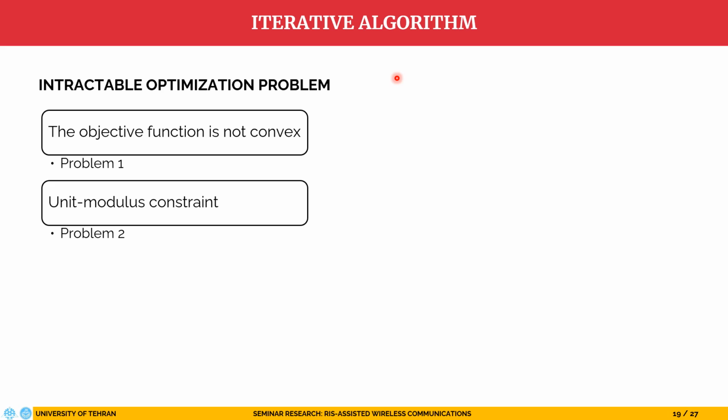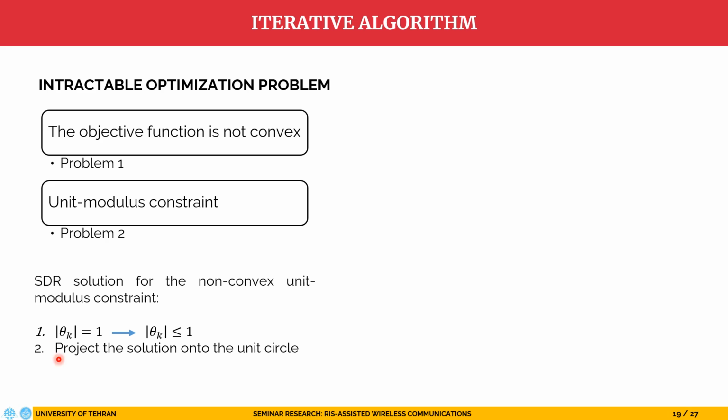The final iterative algorithm: the optimization problem is intractable, the objective function is non-convex and there is the unit modulus constraint. The objective function is not convex, and we solved it with alternating optimization, and the unit modulus constraint we solved with the SDR technique. So this is the SDR that I described. Instead of this constraint, we assume this constraint and solve the optimization problem and then convert it to a feasible solution. Project the solution onto the unit circle. This is the unit circle, magnitude equal to 1.